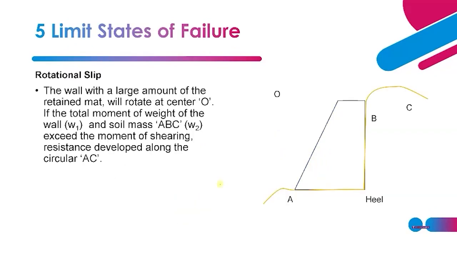We have a rotational slip. The wall with a large amount of retained material. Retained material means soil, okay, which you hold at the back here. We rotate at center O. So this is center O. If the total moment of the weight of the wall W1 and soil mass ABC, A, B and C, exceeds the moment of shearing resistance developed along the circular arc AC.